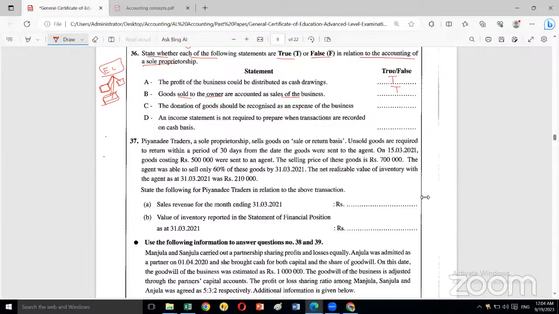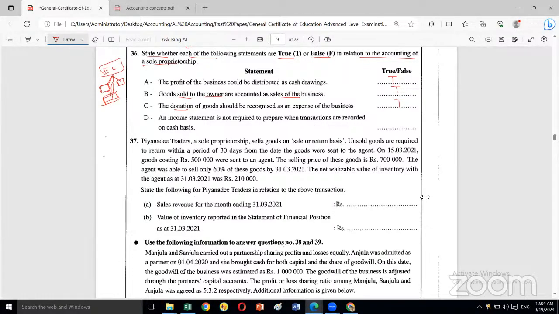Yes, it is true. C, the donation of goods should be recognized as an expense of the business. Yes, donation. You gave money as a donation. You should recognize it as what? Expense. Yes, it is an expense. You should record it under other expense.